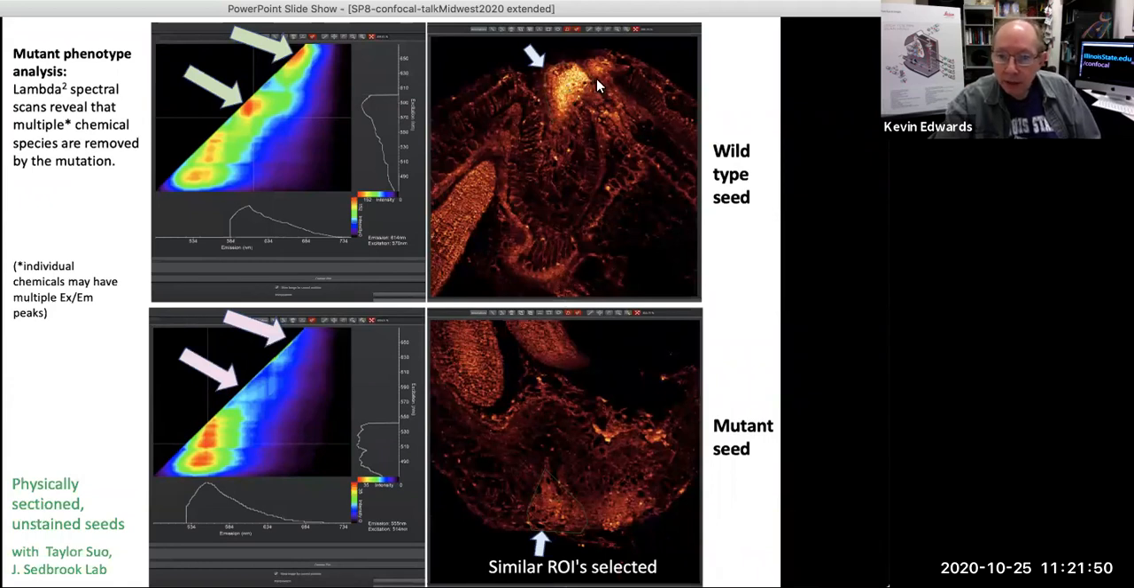And so in this particular region here, we drew an ROI. And in this particular part of the seed, there are a large number of different compounds, and two major compounds, or sets of related compounds here. But when you look at the mutant and choose the same region anatomically, what you find is that those two peaks are almost completely missing, and yet the other compounds are still present. So that's a way of really, in a very detailed way, biochemically characterizing your mutants to see exactly what is different.